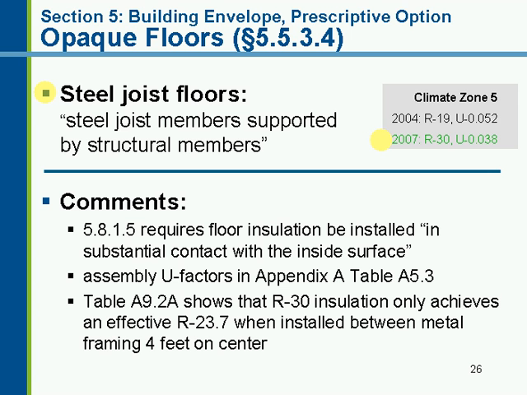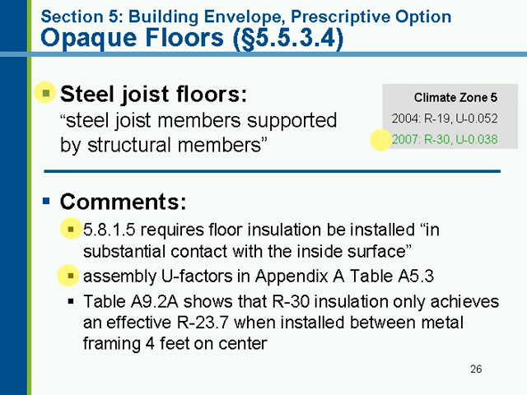A couple of comments about floor insulation. Section 5.8.1.5 requires that the floor insulation be installed in substantial contact with the inside surface. This is sometimes an issue for steel joists, also for wood joist floors. If you just have the insulation even with the bottom of the joist and you allow some airspace above the top of the insulation before the floor, again, we see some convective loops getting set up and they bypass the insulation. You don't get the full R value of that.